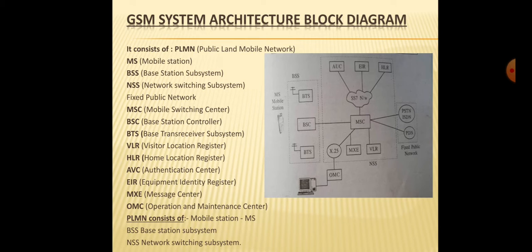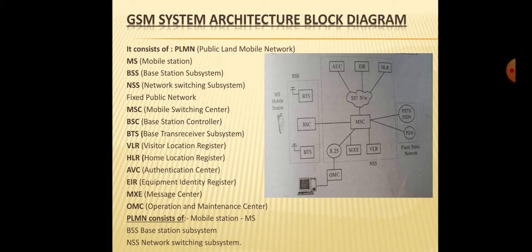Then VLR is visitor location register. HLR is home location register. AUC is authentication center. EIR is equipment identity register. Then MXE is message center. Then OMC is operation and maintenance center.